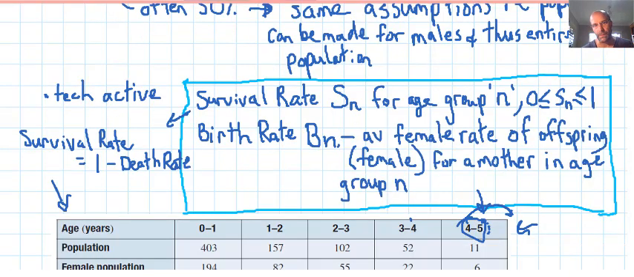So basically it's the rate of offspring production for a mother in a certain age group, which we call N. Okay, so females, the rate of female offspring produced per female adult who is the mother. So typically S sub n and B sub n will be values, basically decimal values.